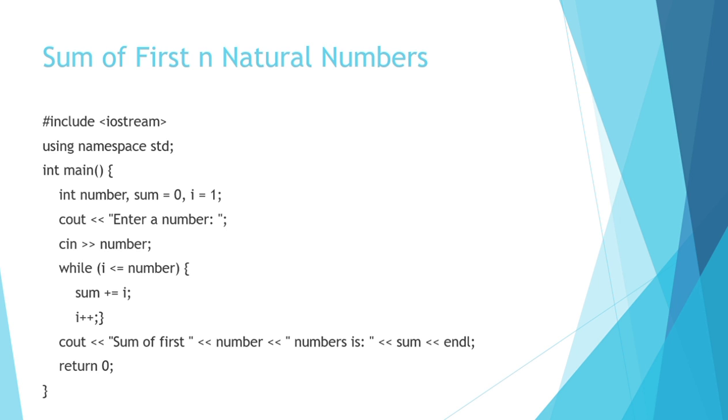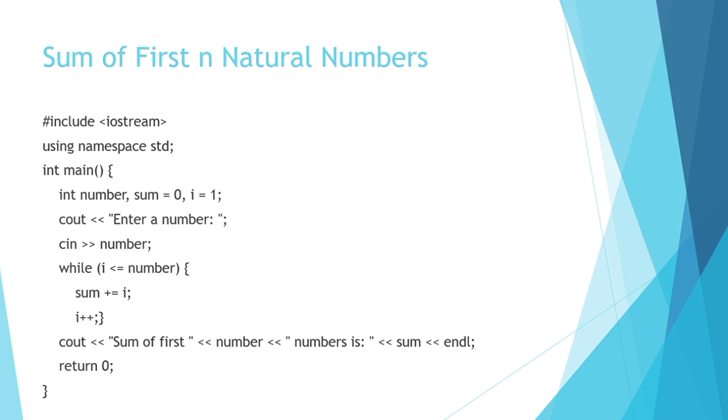Example for number equals 5. First iteration, i equals 1, sum += 1 so sum equals 1, i equals 2. Second iteration, i equals 2, sum += 2 so sum equals 3, i equals 3. Third iteration, i equals 3, sum += 3 so sum equals 6, i equals 4. Fourth iteration, i equals 4, sum += 4 so sum equals 10, i equals 5. Fifth iteration, i equals 5, sum += 5 so sum equals 15, i equals 6, and so on.